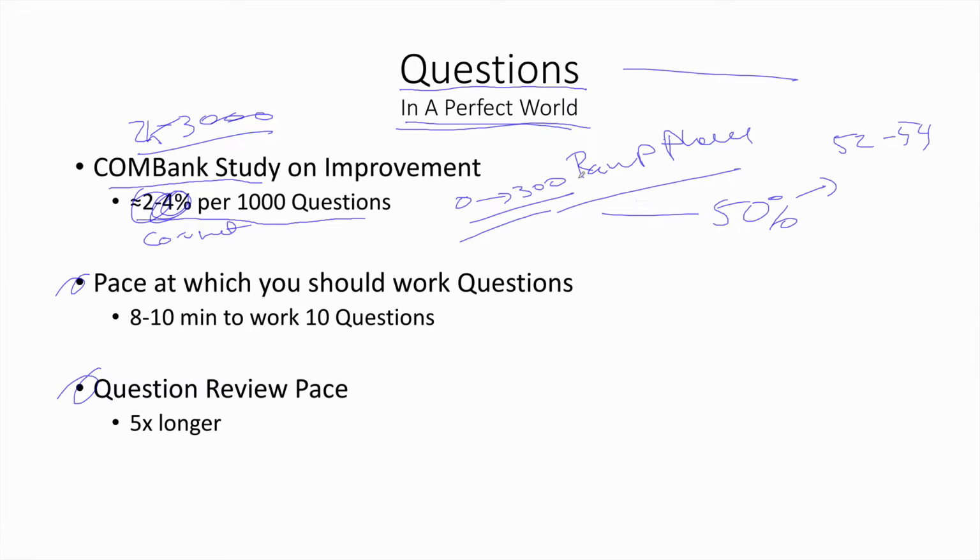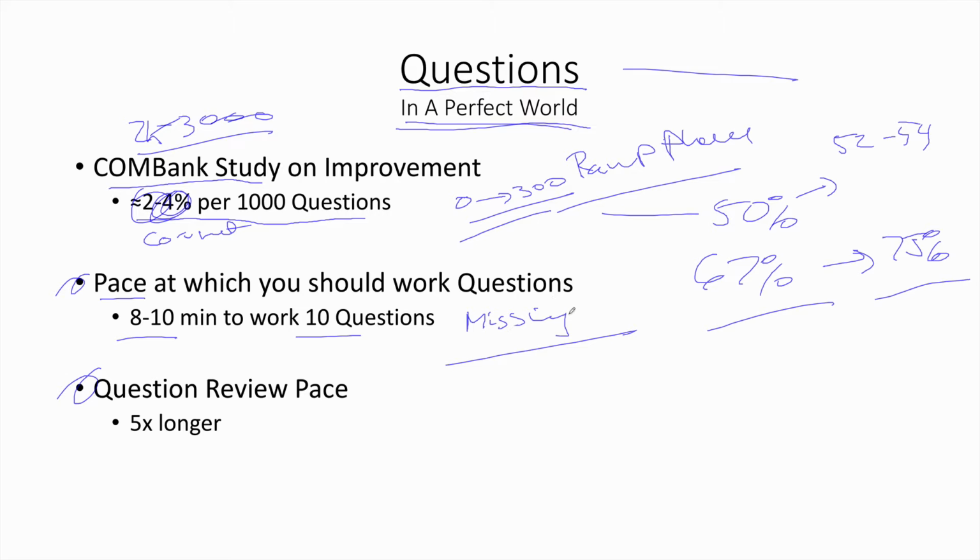So if you do your ramp up phase with ComBank and you realize that you're at 67% correct and you want a goal of 75% correct, you've got a few thousand questions to work there, and that just tells you that you need to work a bunch of questions. The other thing, the pace at which you work questions should be 8 to 10 minutes to work 10 questions. Don't go any faster than that. If you start going faster than that, you actually start missing more questions.